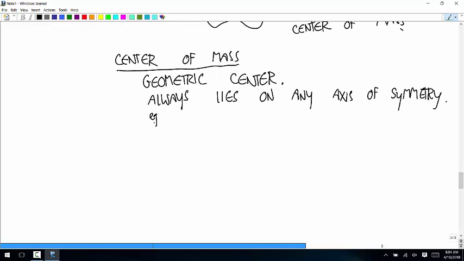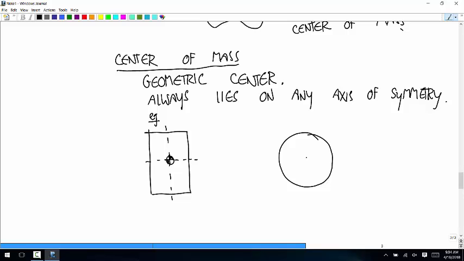So for example, a rectangle, the center of mass, here's a line of symmetry, here's a line of symmetry. And so the center of mass is there. And a circle, you can find infinitely many. But no matter which two you choose, they intersect at the center. So that's the center of mass.